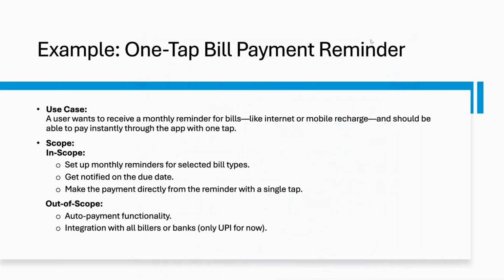And what is out of scope? Auto payment functionality, that it should get auto-paid, and integration with all the billers or banks or UPI such that they can directly cut the money from that bank or UPI. So this is the scope of that use case.